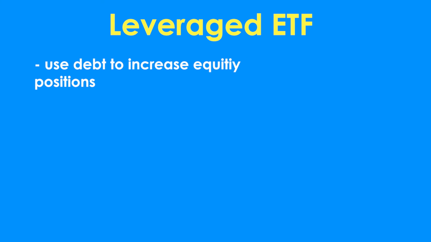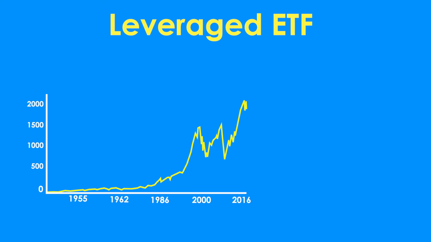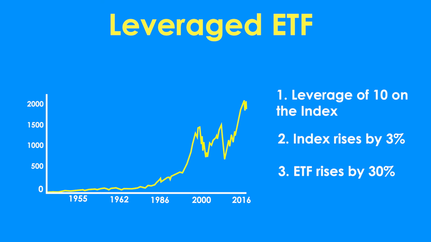Leveraged ETFs are unique exchange-traded funds that use debt to increase equity positions. They have greater risk and return attributes compared to other types of ETFs. Which means when we use an S&P 500 ETF with a leverage of 10 on the index and the index rises by 3%, our ETF rises by 30%. But when the index drops by 3%, our ETF drops by 30%.